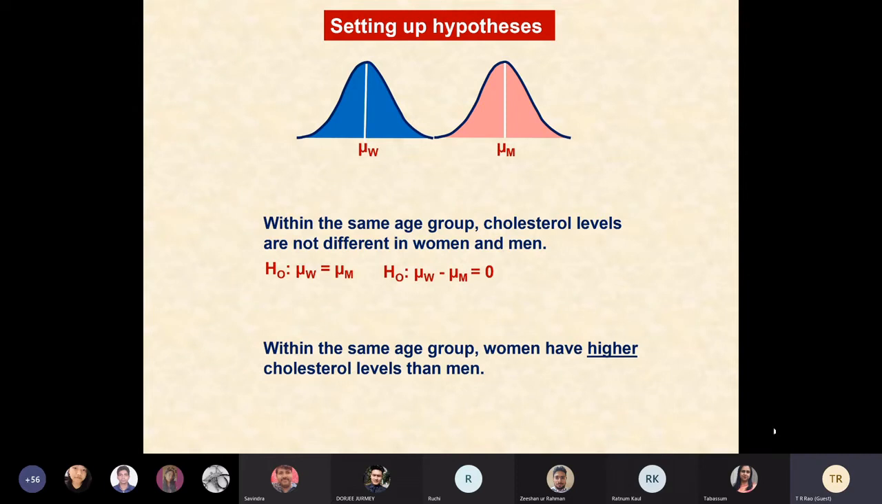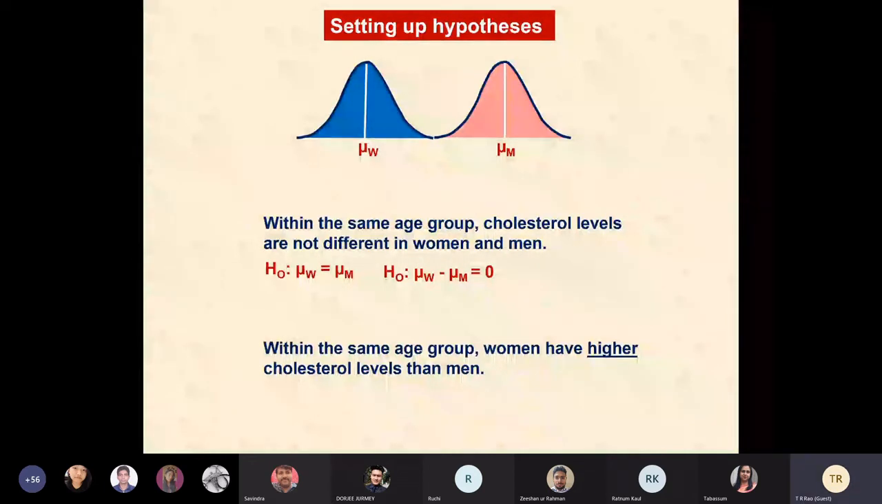Within the same age group, women have higher cholesterol levels than men. Maybe my observations led me to conclude like that. So I can set up a hypothesis this way rather than saying both are the same. Because now I feel that women definitely have higher cholesterol levels, age group being the same.